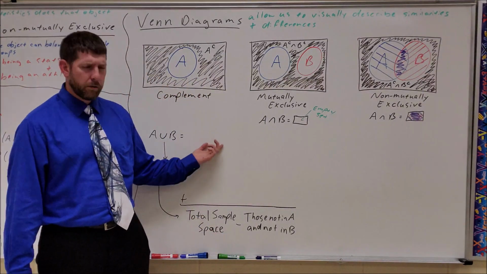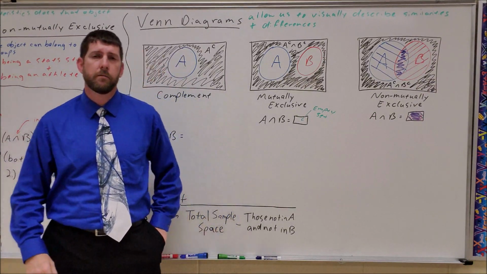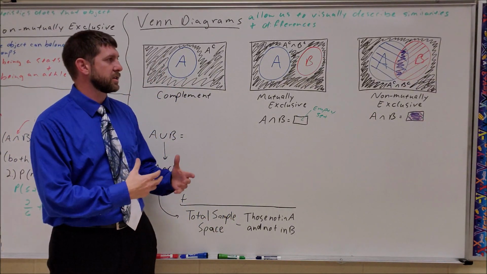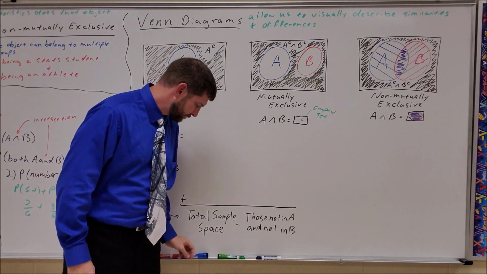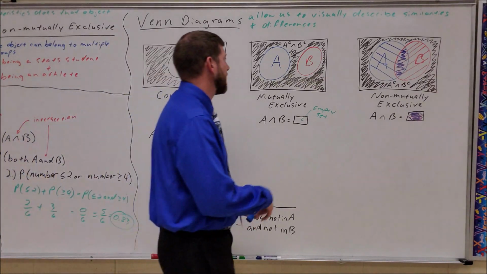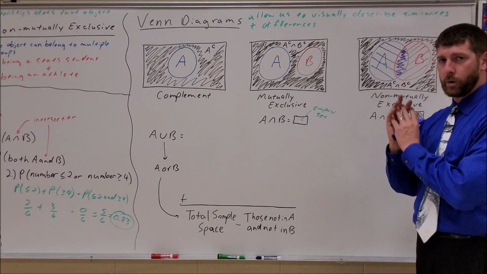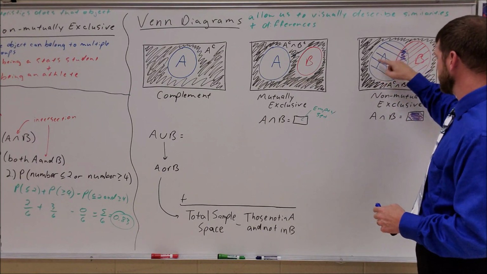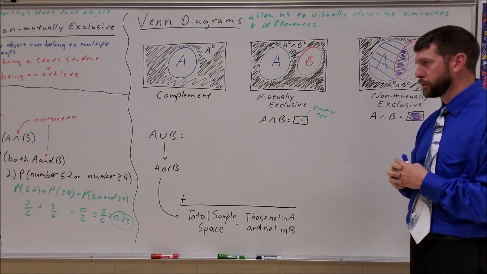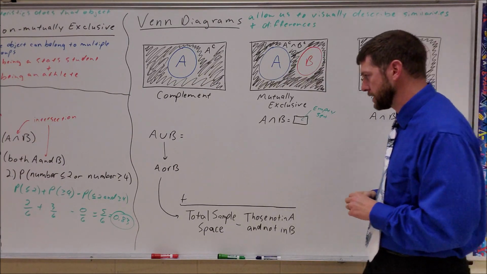Now, I want to look at A union B not as just an addition rule situation, but as kind of an addition of components. So let's look at this Venn diagram up here. If I said A or B, the probability that something happens in A or it happens in B, can I not just take these individual areas and add them together? So instead of trying to subtract out, let's just never even factor those things in.